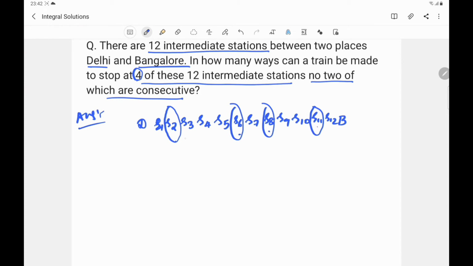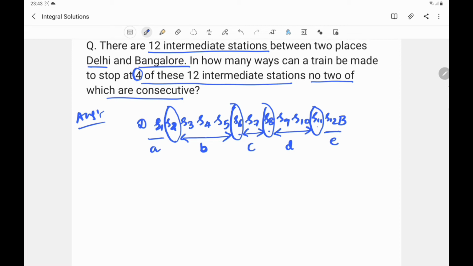Now the gap between these 2 stations, because it has stopped at S2 and the next stop I have made at S6, let this be denoted by letter B. The gap between these 2, let this be denoted by letter C. The gap between these 2, let this be denoted by letter D. Now after this, whatever is there, let it be E, and let this be A.